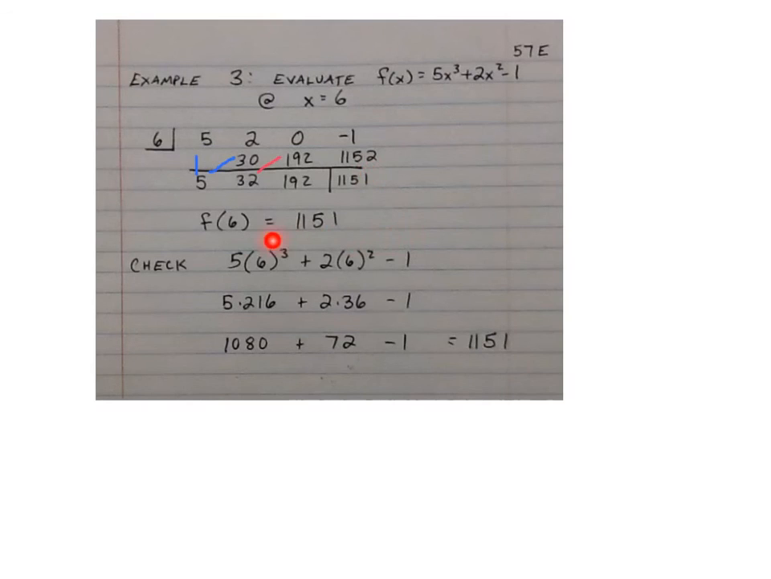And just below, I've shown a check of that. So we plug 6 in, and we get 5 times 6 to the third, which is 5 times 216, which is 1080. 2 times 6 squared is 2 times 36, which is 72, and then minus 1. Add those three numbers, and we get 1151 as an answer.